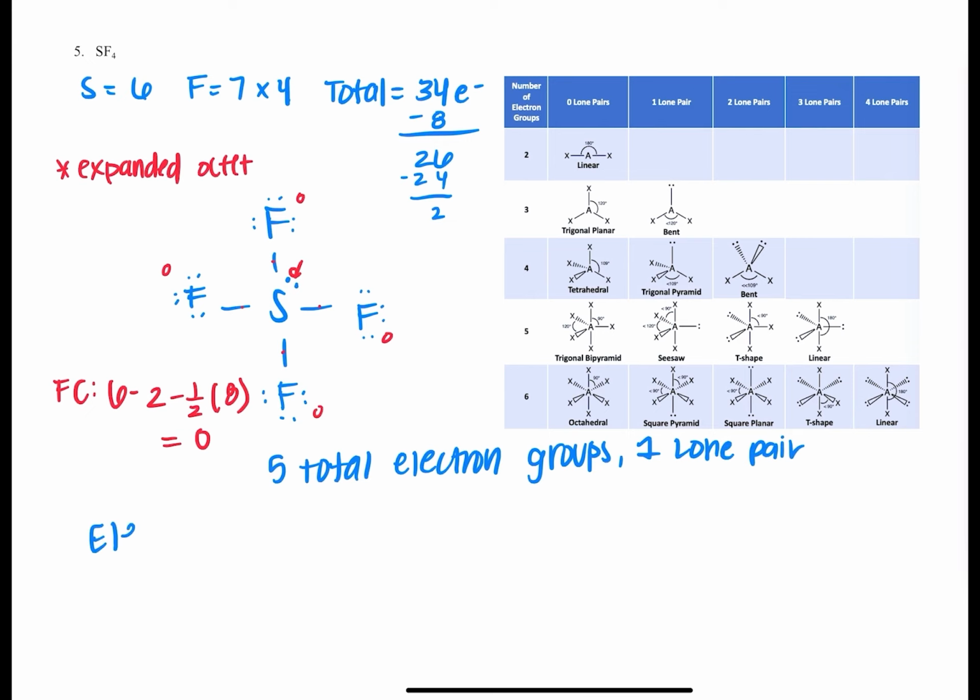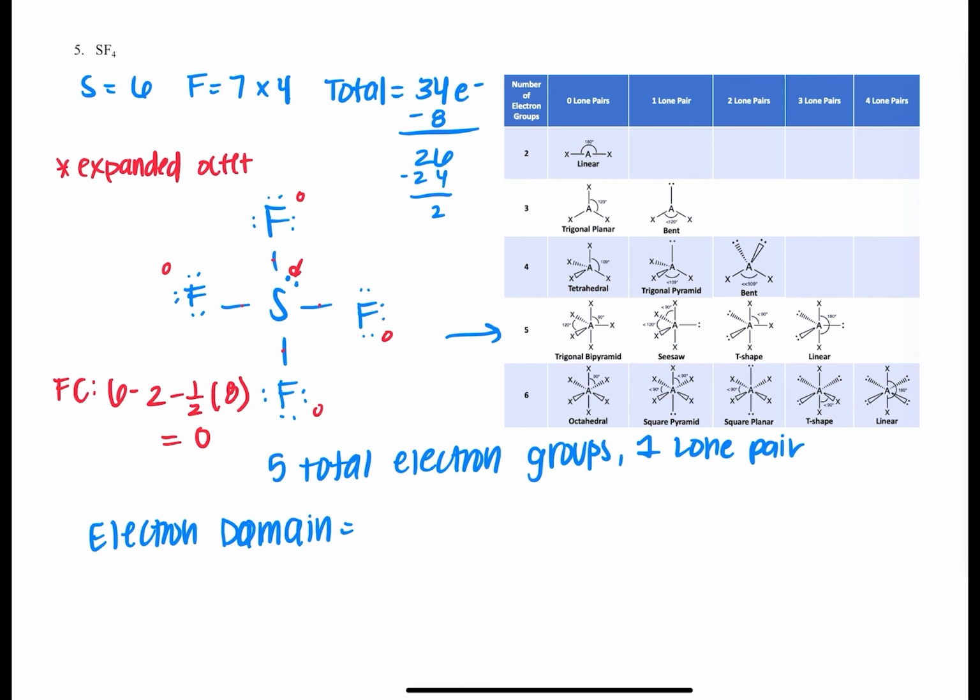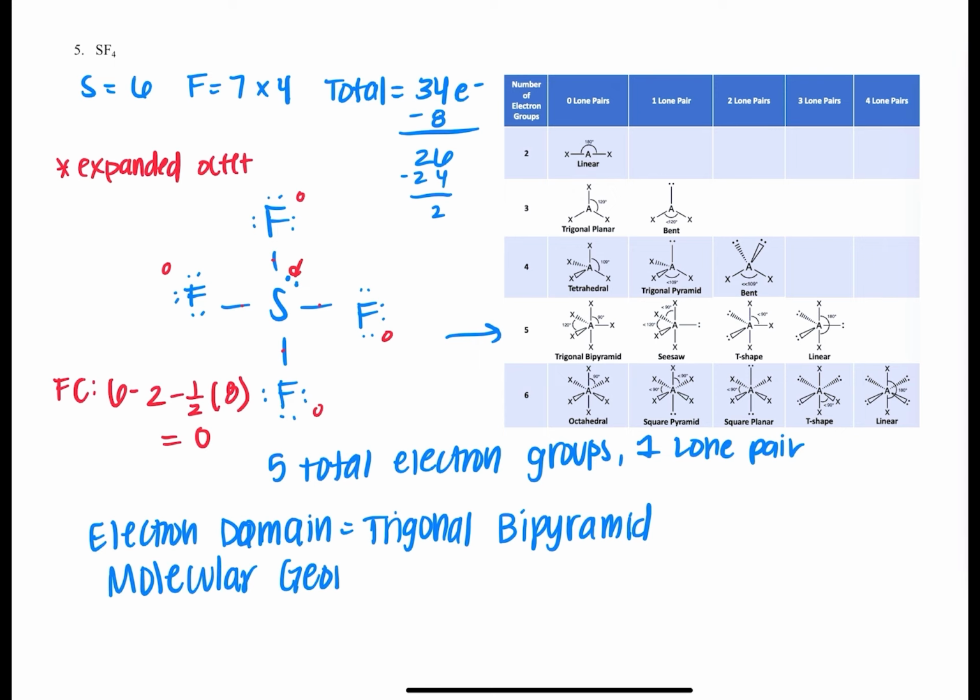So that means our electron domain geometry is our 5 total electron groups, so that's a trigonal bipyramid. And then our molecular geometry, we take into consideration that lone pair, 1 lone pair, 5 electron groups. We have a seesaw.